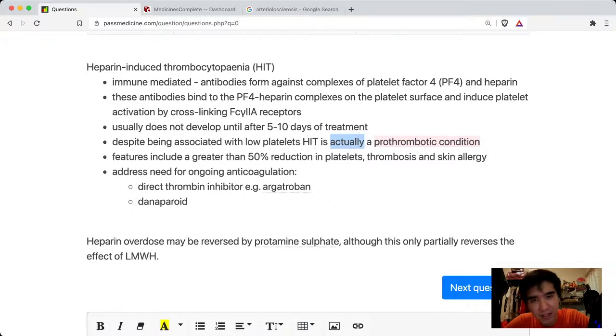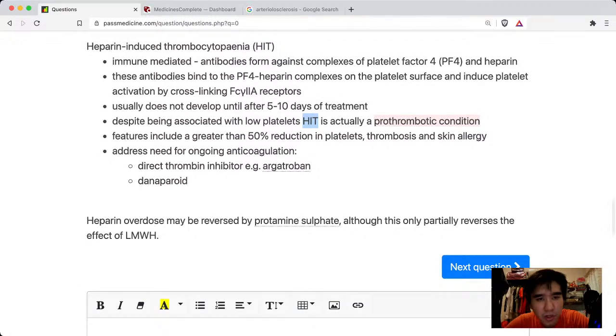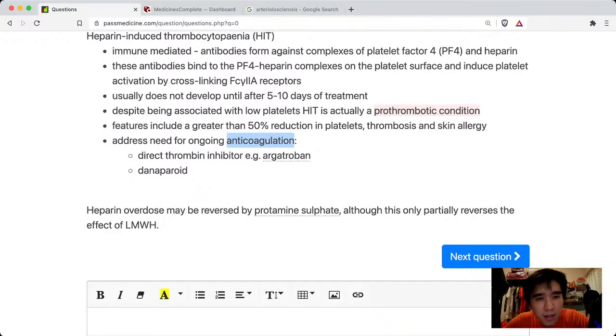Yeah, sort of like DIC, I guess. Disseminated intravascular coagulation, but in this case it's platelet aggregation. At DIC, you also use up platelets. HIT, you also use up platelets, and then you cause clots to form. Features include greater than 50% reduction in platelets, thrombosis, and skin allergy. Address need for ongoing anticoagulation. Direct thrombin inhibitor, danaparoid.